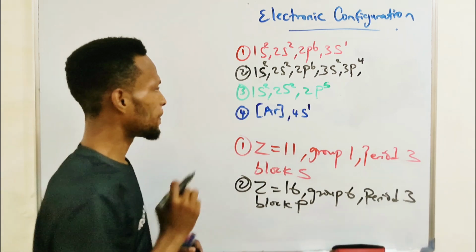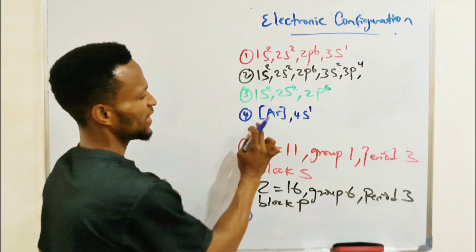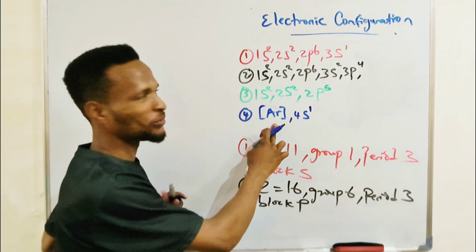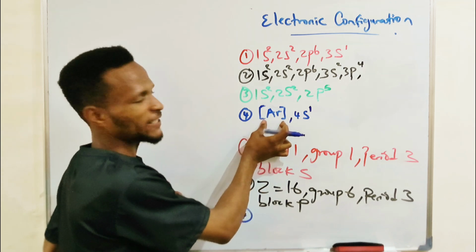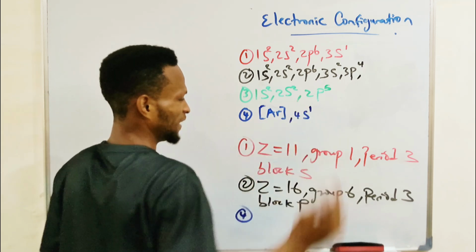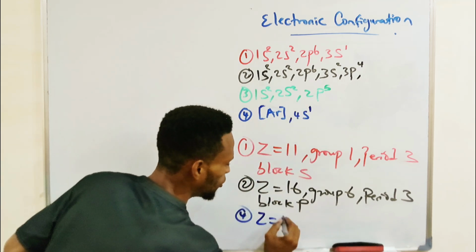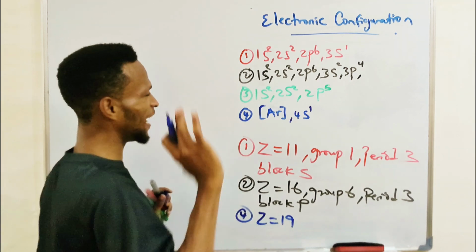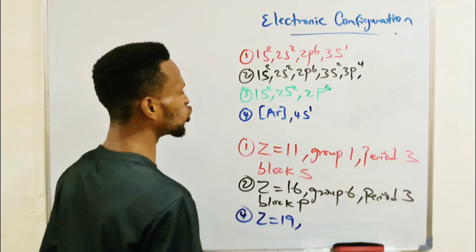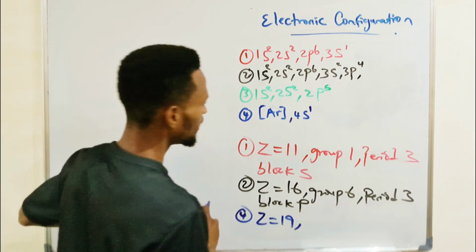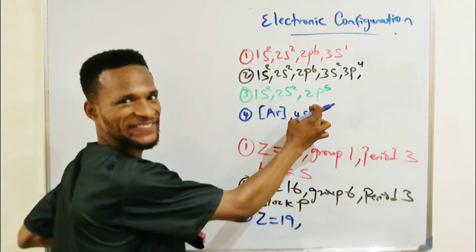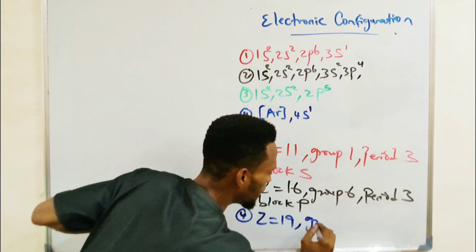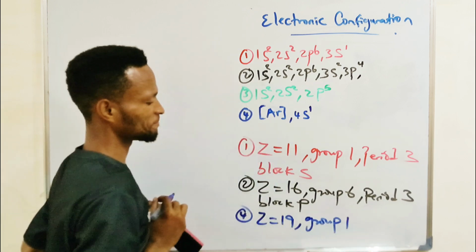Let's take one more. Let's take number 4. Ar means argon. Argon is 18. Then plus 1 is 19. That means the atomic number is 19, 19 electrons. How do we know the group? The last S is bearing a 1. That is in group 1.